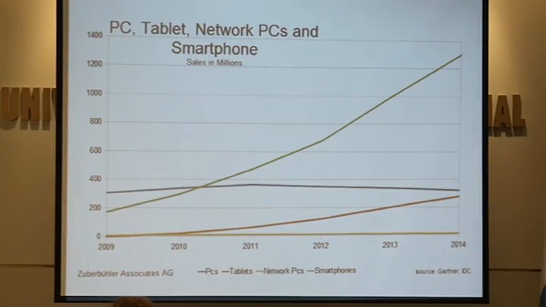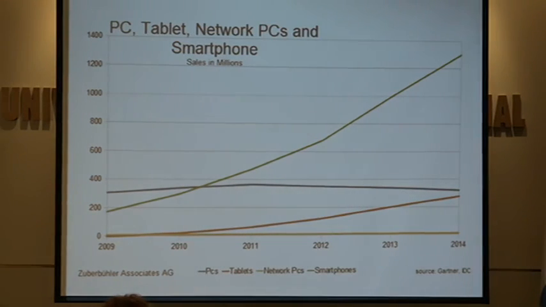Some other data here, just in case you don't believe this, but I'm not really too worried about that. But you can see here, the blue line is the sales in millions of personal computers, right? So in the 2000s, personal computers sort of reached the saturation point. Everybody who needed one had one. And it's kind of flat here.